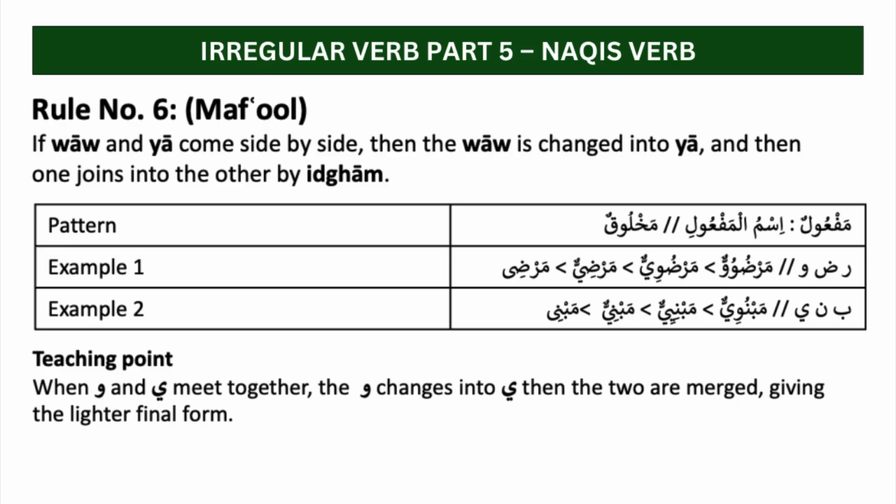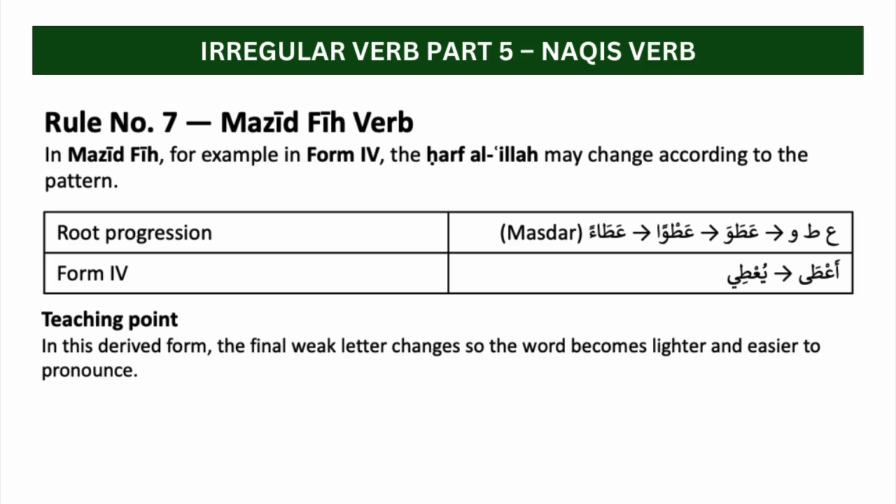In example 2, the root is ba nun ya. Again, the word moves through stages until it settles as mabni. So exactly the same rule is working here as well. The form is simplified because waw and ya together are heavy. Now we come to rule number 7, mazid fi verb.